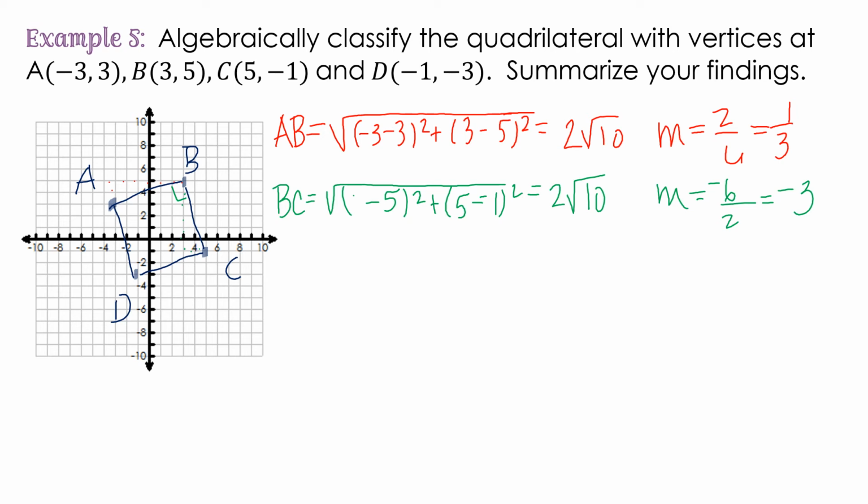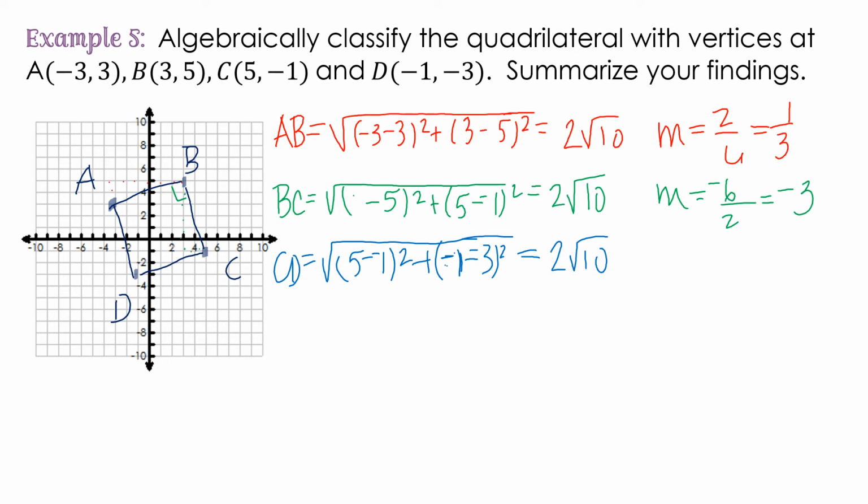So I'm just going to finish up by doing CD and AD as well. So for CD, we have 5 minus -1 squared, which is 6 squared, and -1 minus -3 squared, which is 2 squared, 4. So yes, this is going to be 2 root 10 as well. And then the slope up 1, 2, and then over 1, 2, 3, 4, 5, 6. So also 1/3. So last one, AD.